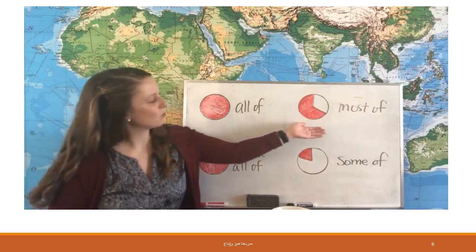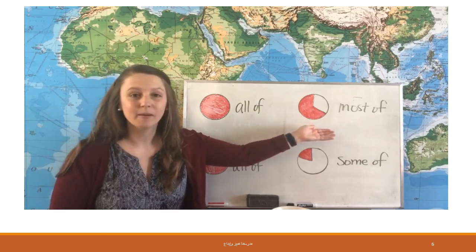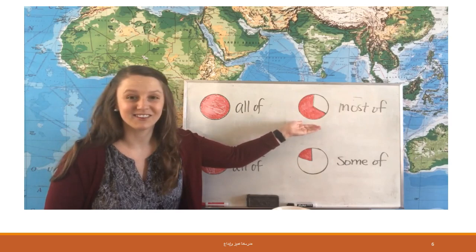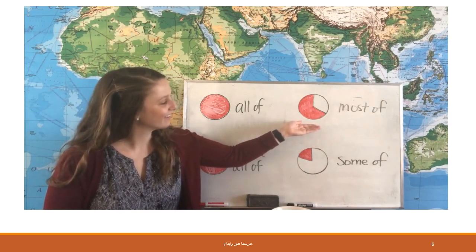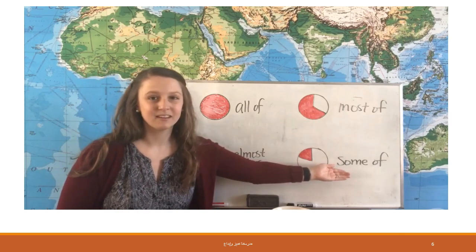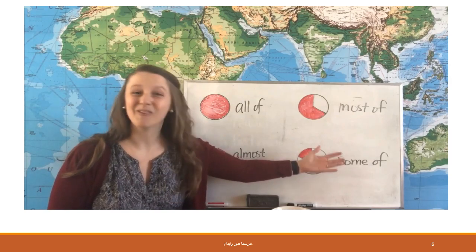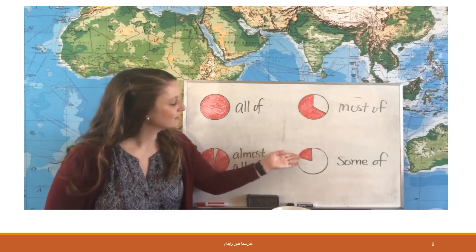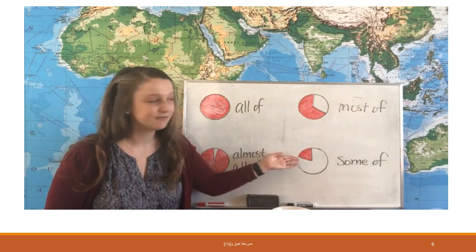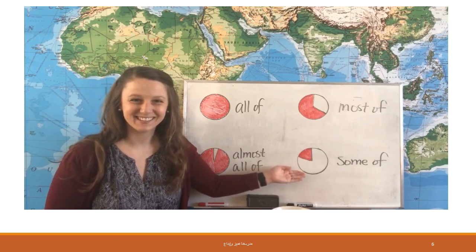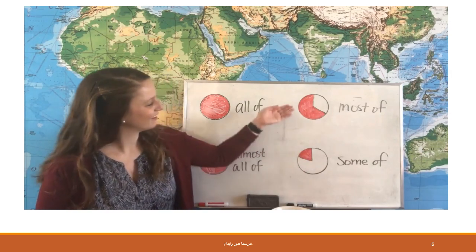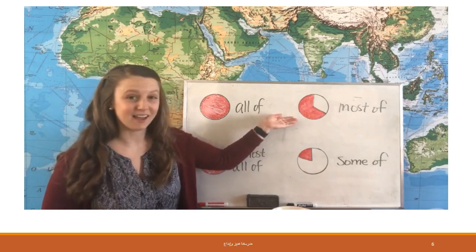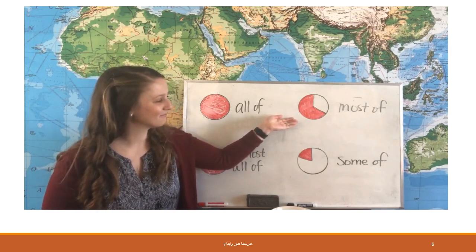Next we have most of. Most of means more than half. Most of this circle is red. And some of is kind of like a little bit, or really anything less than 50%. Some of this circle is red. Most of this circle is white. Some of this circle is white. Most of this circle is red.